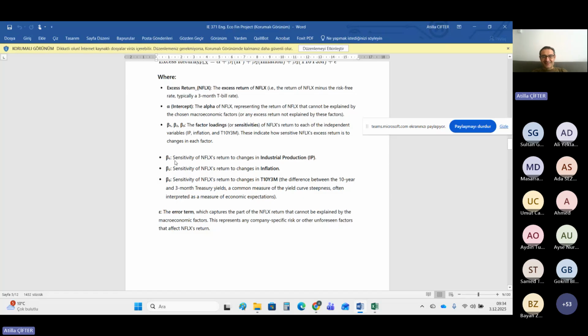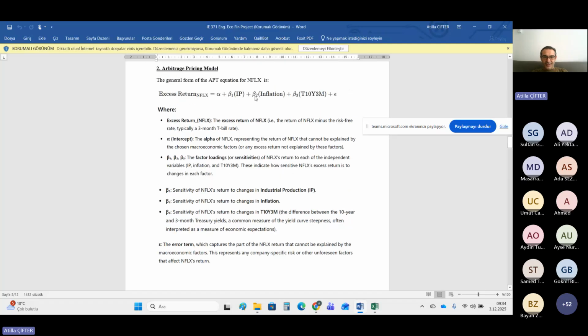For instance, beta 1 is the sensitivity of individual stock returns to change in industrial production. Beta 2 here is the sensitivity of individual stock returns to change in inflation. And beta 3 is the sensitivity of this individual stock's returns to change in interest rate differentials, which is the difference between the 10-year and 3-month treasury yield. So it is a common measure of yield curve steepness.